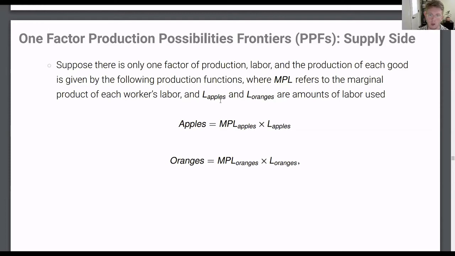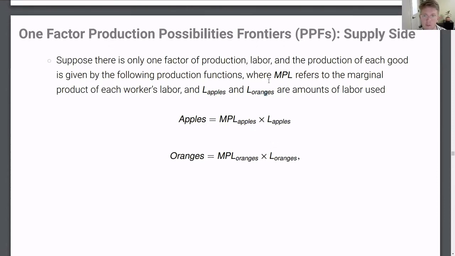And so with one factor of production, everything here is linear. If we increase labor of apples or oranges by 1, the additional output that worker produces, the marginal product of labor, is always going to be MPL apples. So the marginal product of labor here is constant, and we call these linear production functions because they just have one good and it enters linearly.